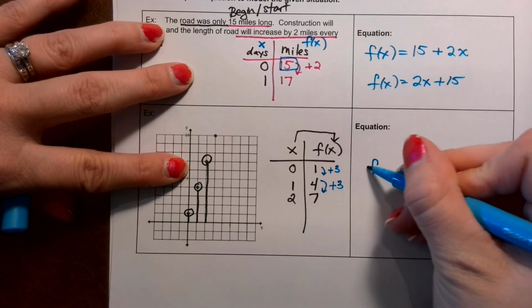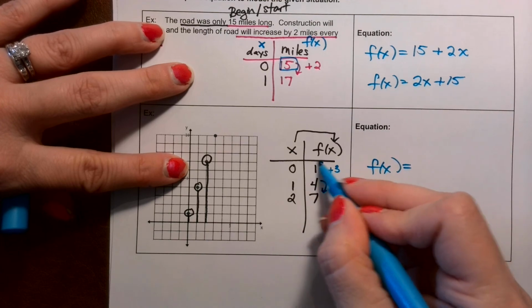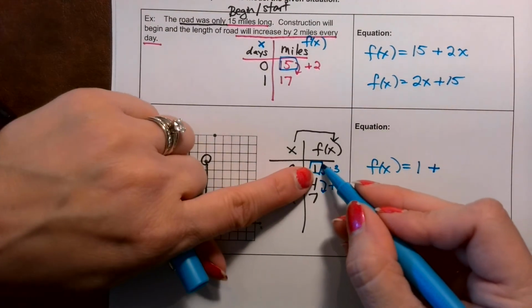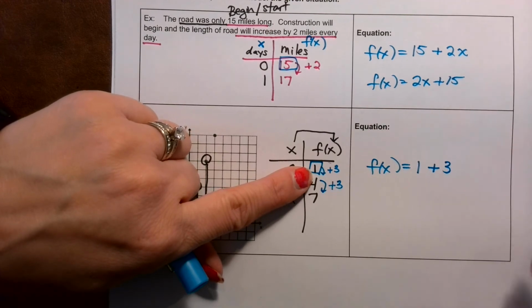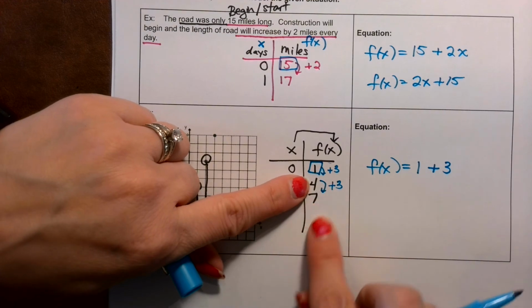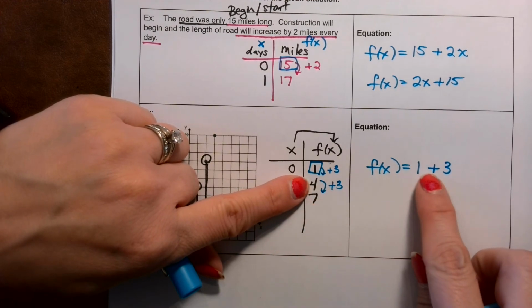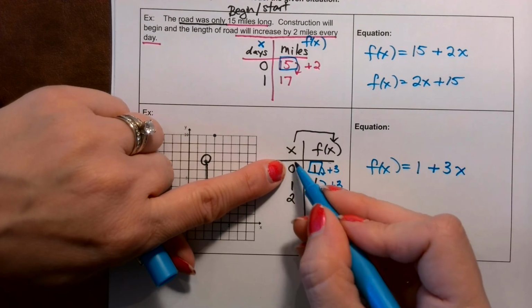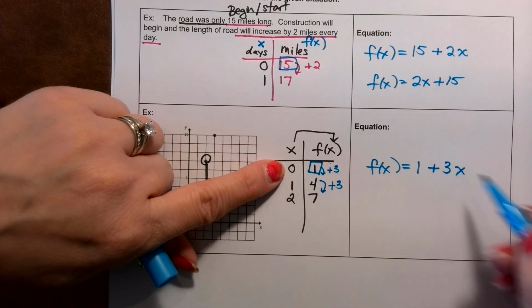All right, here we go. F of x equals, we start with the starting value, then the pattern. It's add 3 each time. You can't just say 1 plus 3. It's not just 4, there's lots and lots more points. So after you say plus 3, we're going to say x, and the table started at 0, so we don't need to adjust it.